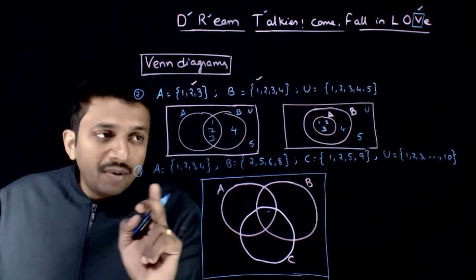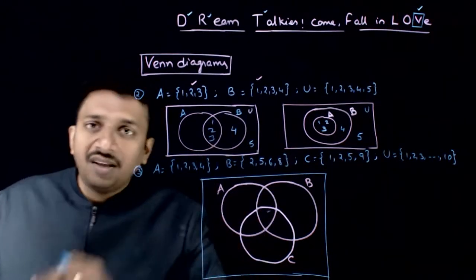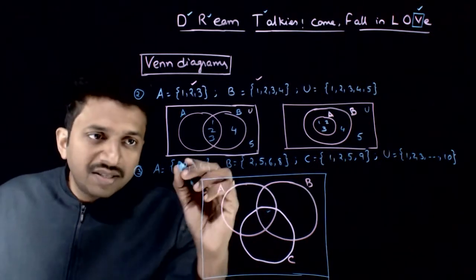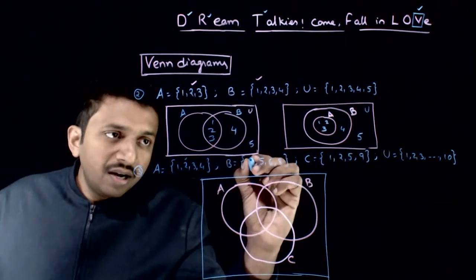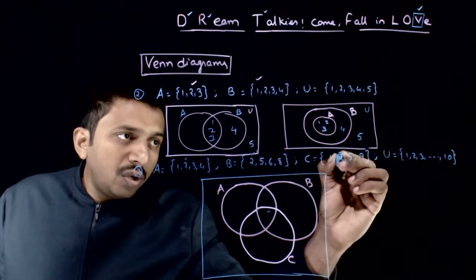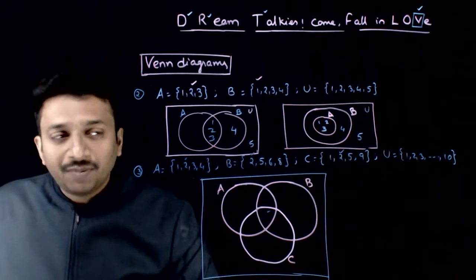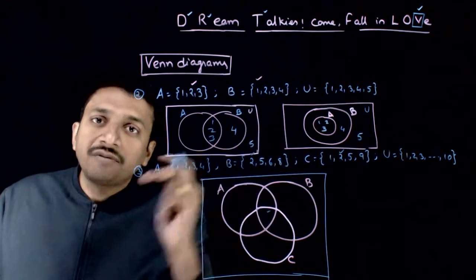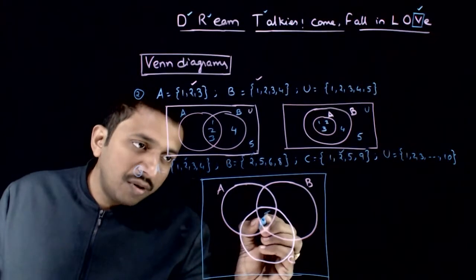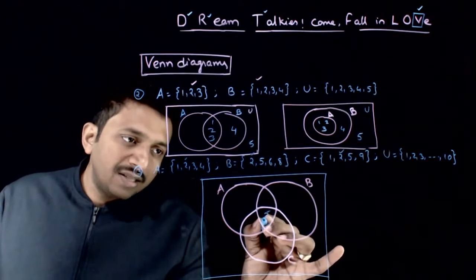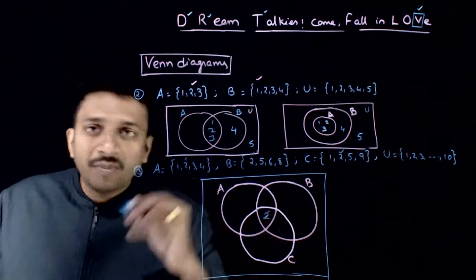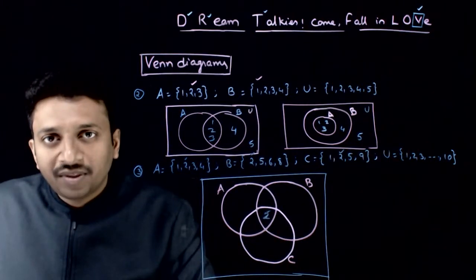So is there any element which is present in all the 3 sets? As you can see, 2 is present in A, 2 is present in B, 2 is also present in C. That means 2 is present in the common region of ABC. So here you write 2. That is the place for 2. That's a common place for all the sets.